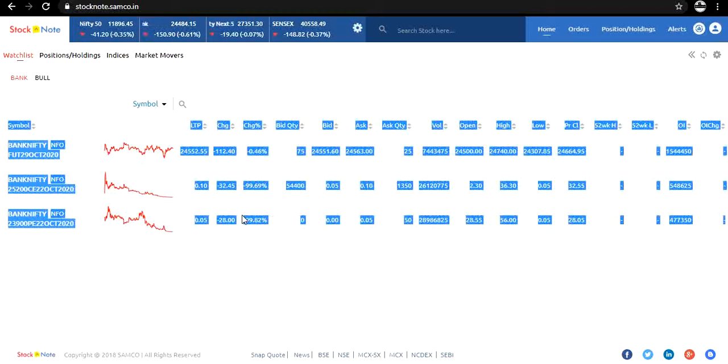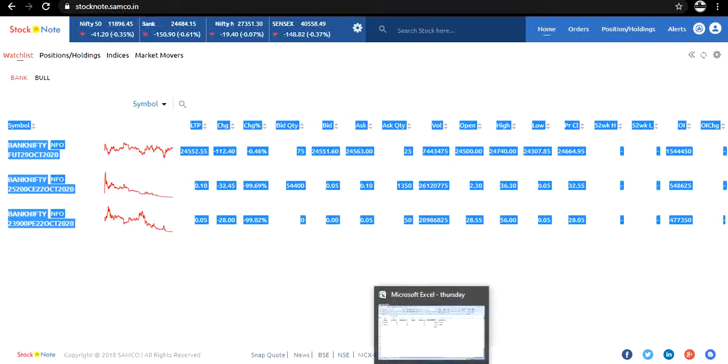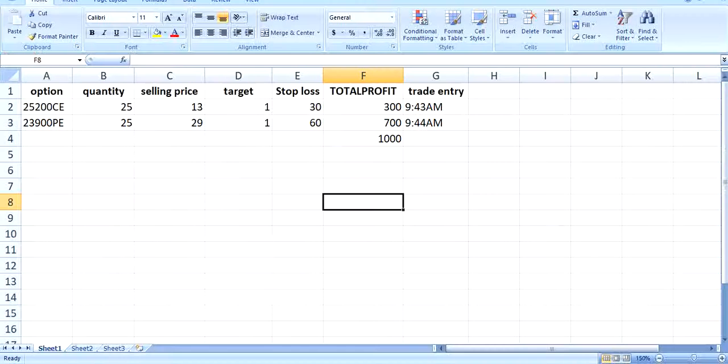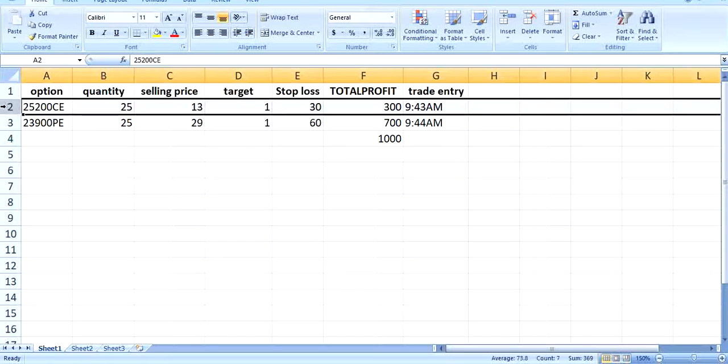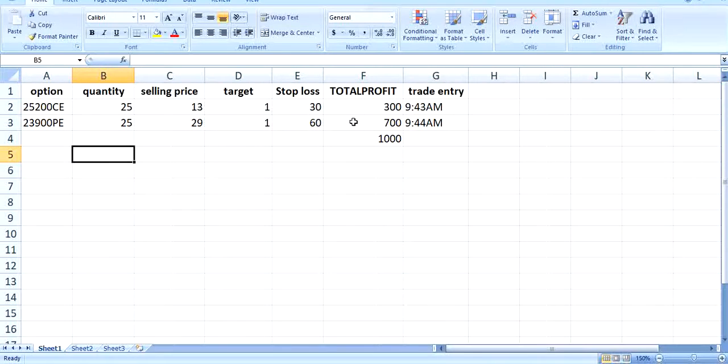Okay traders, now let us calculate our profit. Our profit from the 25,200 call is 300, and from the 23,900 put is 700 rupees. By adding both of these, our total profit today is 1000 rupees.